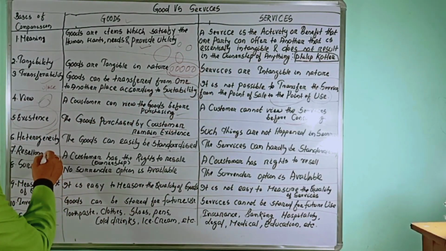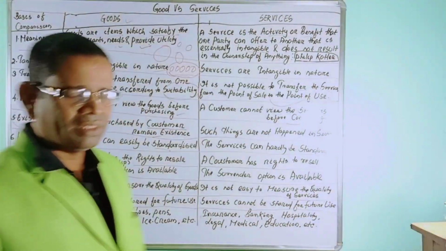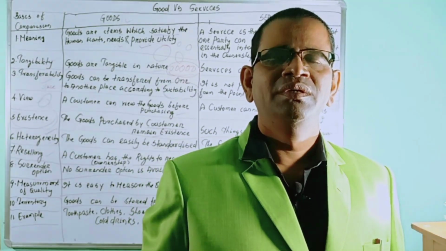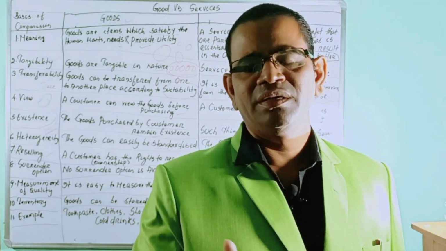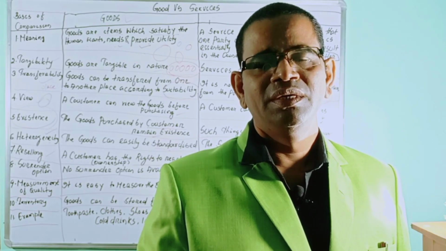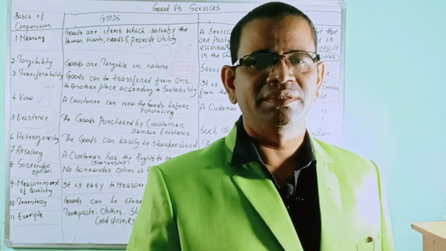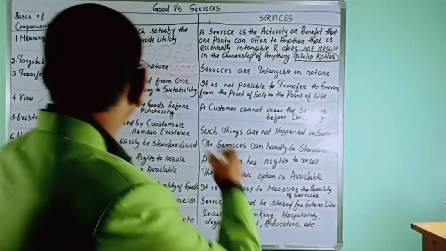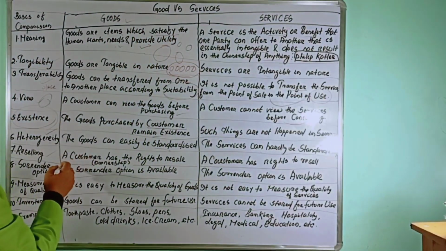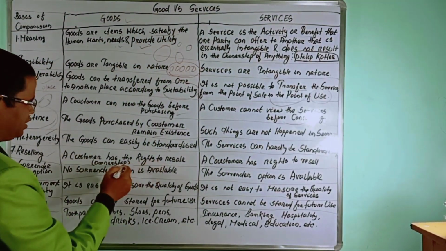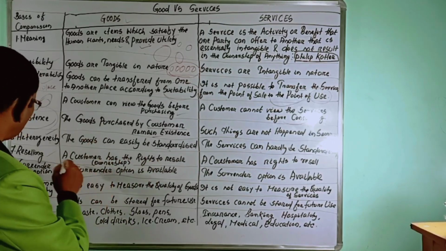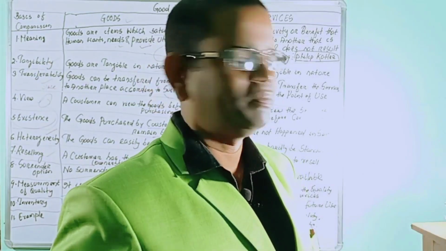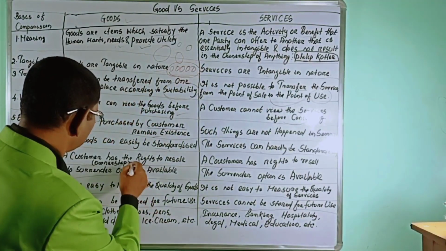Next one is reselling. Suppose you have purchased one smartphone. You can use it forever, or you can resell it after some days or a few times. In the case of goods, the customer has the right to resell the smartphone, and when you resell it, the ownership will be transferred.